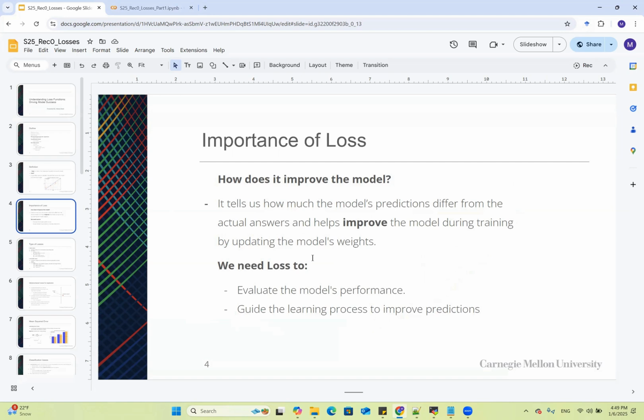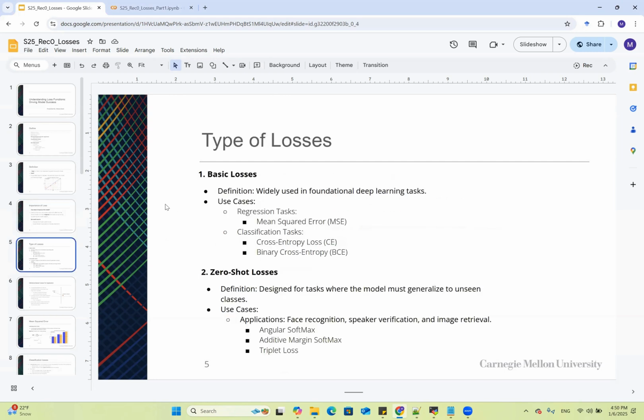And why do we need them? Because we need the loss to evaluate the model's performance and to guide the learning process to improve the predictions. What are the types of losses? The first type are the basic losses, and the second type is the zero-shot losses.